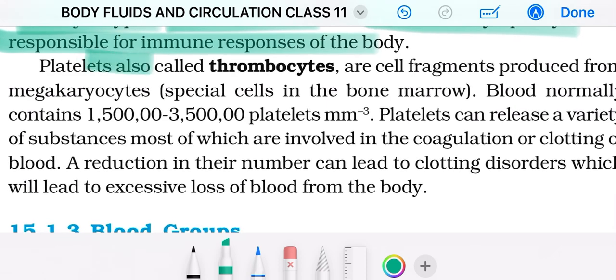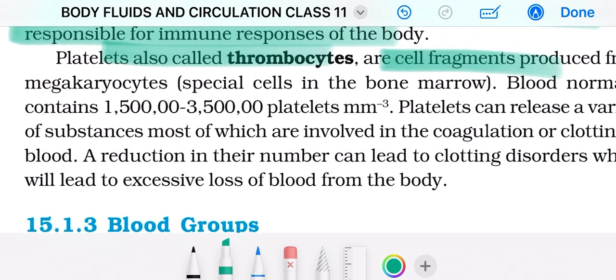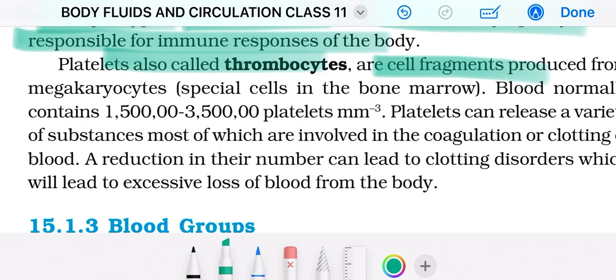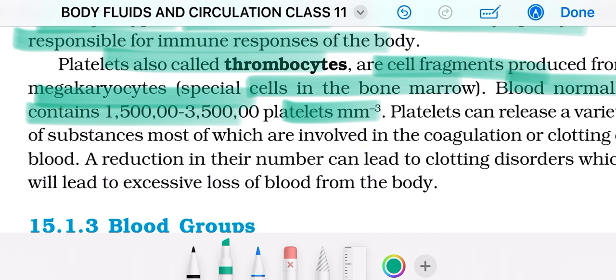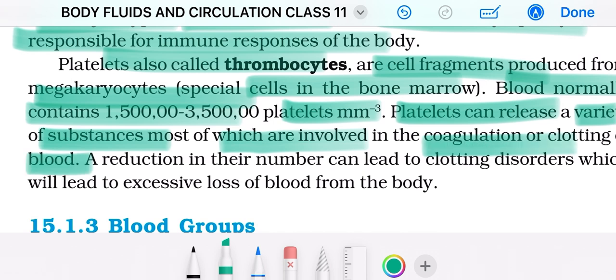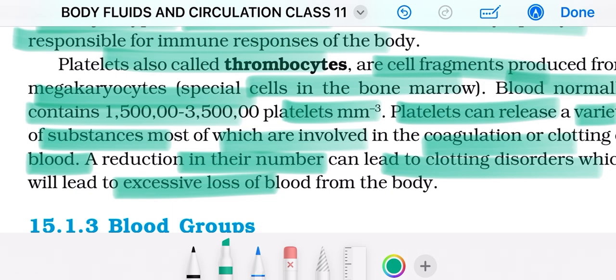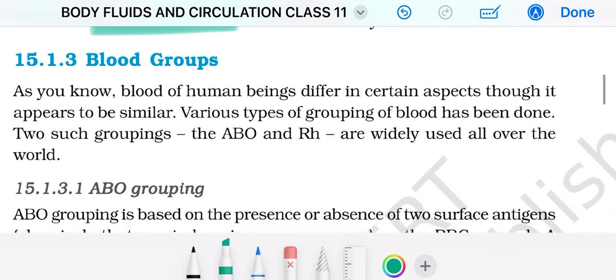Platelets are also called thrombocytes, are cell fragments produced from megakaryocytes, special cells in the bone marrow. Blood normally contains 1,50,000 to 3,50,000 platelets per cubic mm. Platelets can release a variety of substances, most of which are involved in the coagulation or clotting of blood. A reduction in the number can lead to clotting disorder, which will lead to excessive loss of blood from the body. Now, blood groups.